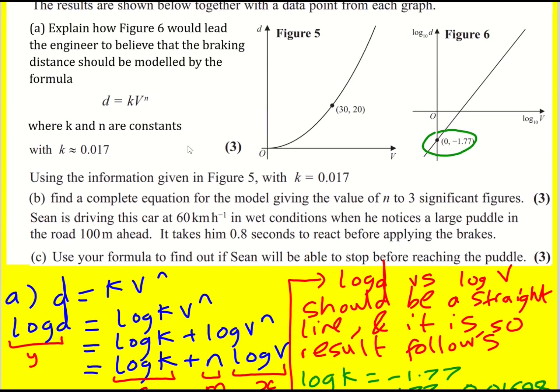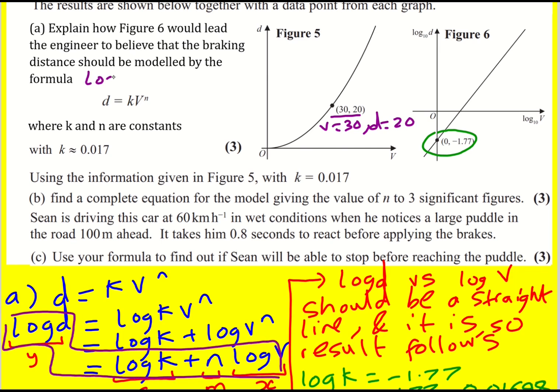Then asked, using the information given in figure 5, that's this point here, with k equals 0.017, to find a complete equation for the model giving a value of n to 3 significant figures. So when v equals 30, d is equal to 20, and I can sub that in to here. That is the most direct one to use. Therefore, I'll get log 20 is equal to log 0.017. We actually know the exact value should be minus 1.77, but it's asked us to use this value, so I'm going to stick with it, plus n times log 30.